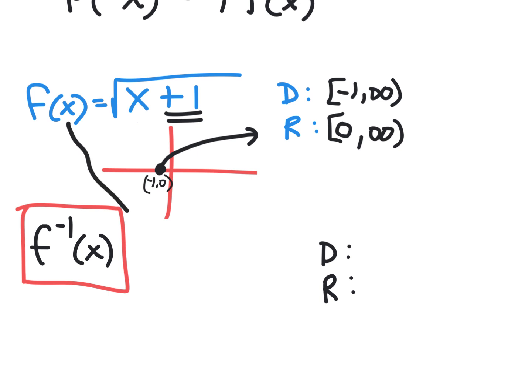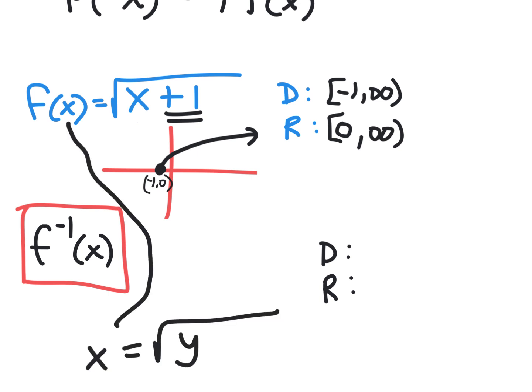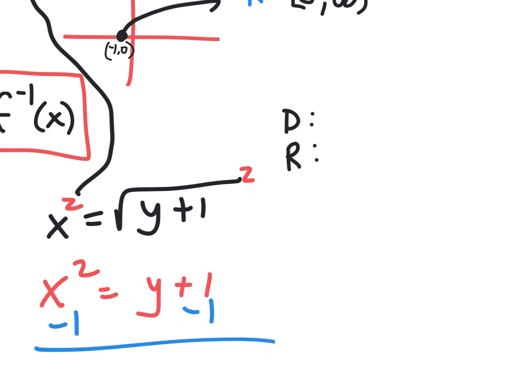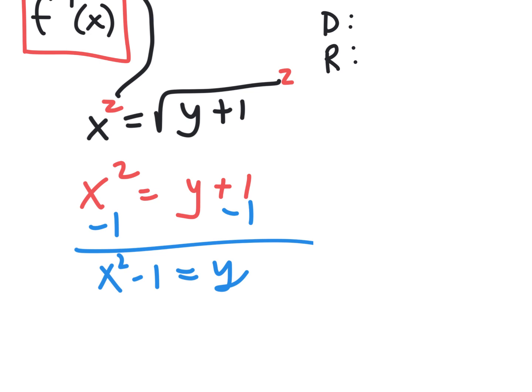You take the y and you turn it into an x, square root of y plus 1. You switch x and y around. Now we're going to square both sides. I'll do it in red. Squared, squared. X squared equals, and the squared and the square root take each other out, and it's just y plus 1. Then I subtract 1, subtract 1. X squared minus 1 equals y. Now, there is your inverse.